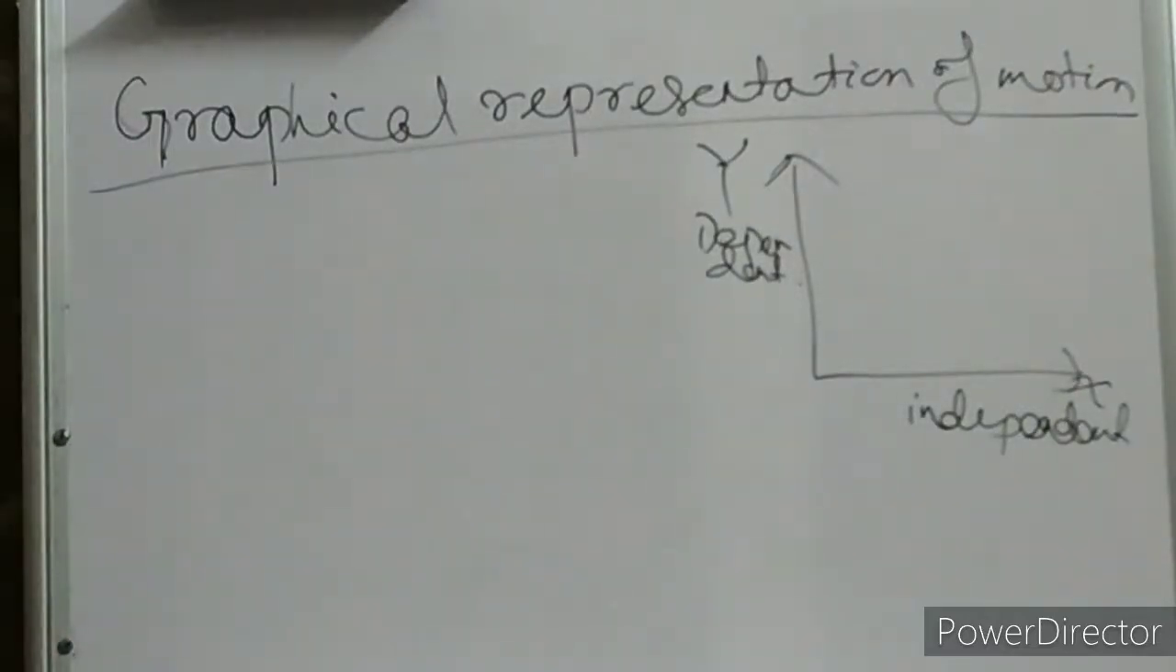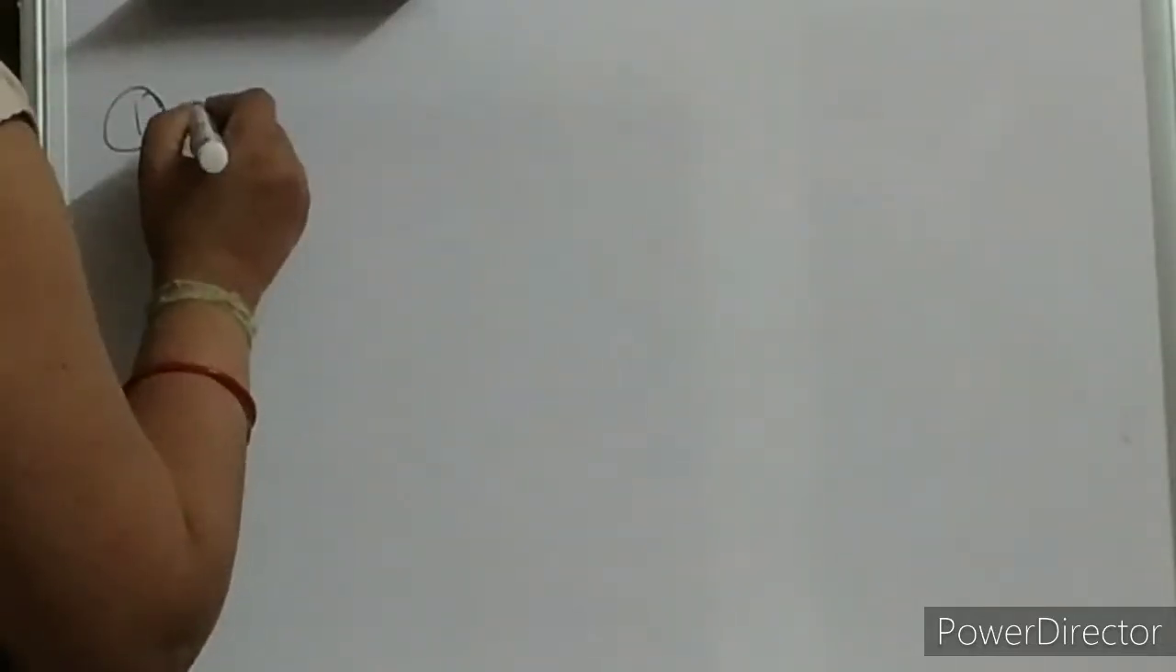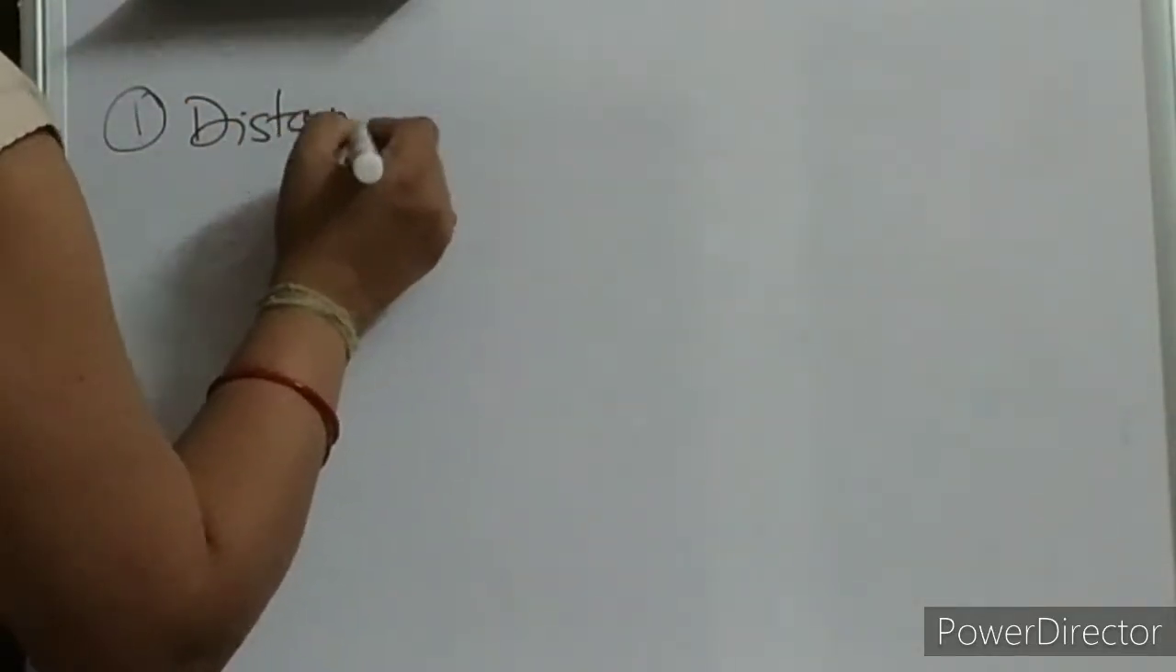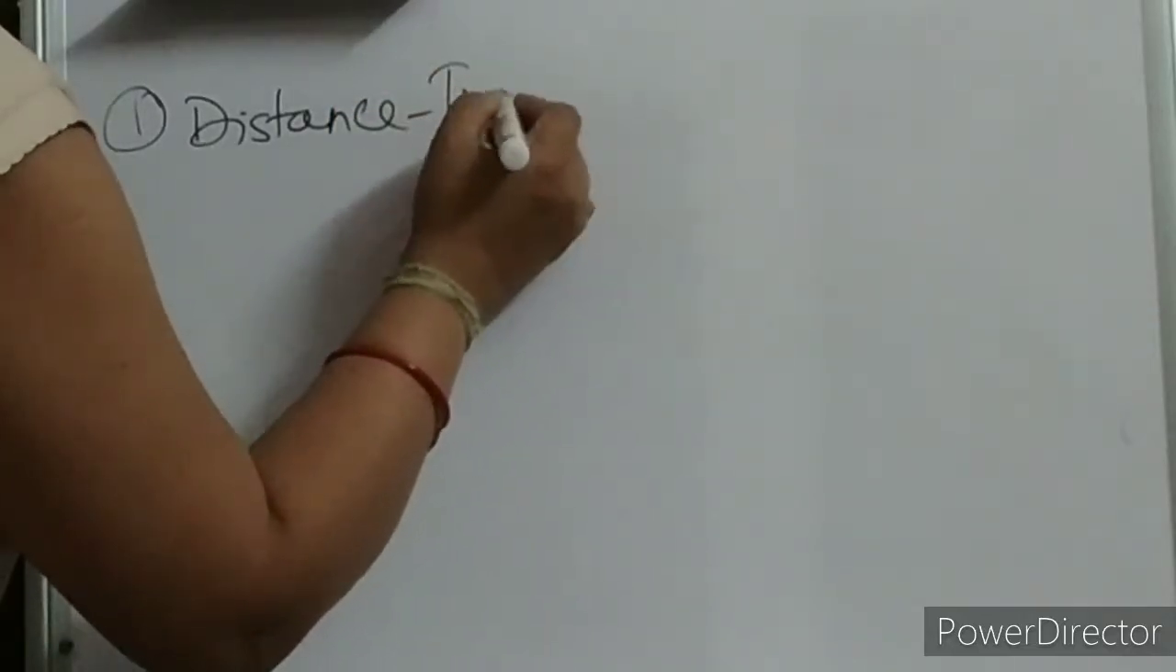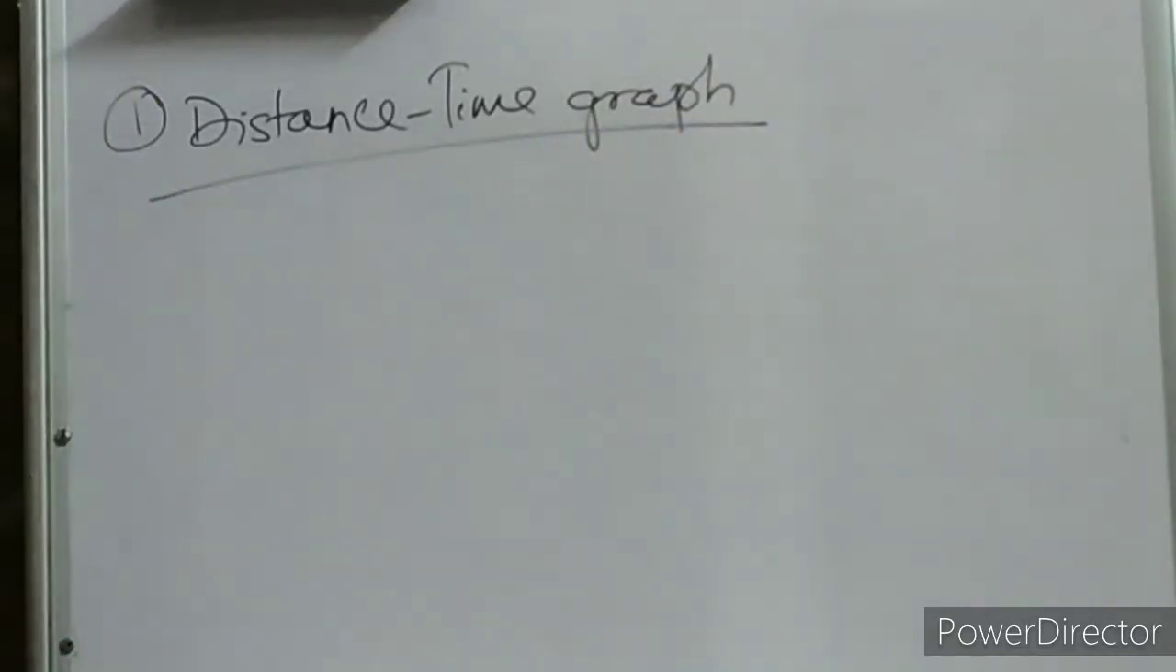So first we are going to discuss the distance time graph. Children, one more thing, this single video will not be sufficient to describe all types of graphs, so it will be in two videos. Today I am going to discuss first the distance time graph, or you can say displacement time graph. Same. If you are writing distance time graph, you are talking about how to calculate speed. If it is displacement time graph, you are talking about how to calculate velocity. It is all same, so don't get confused, children.